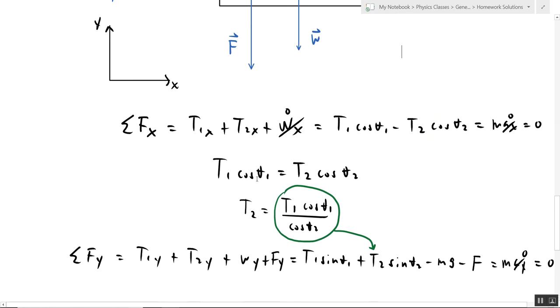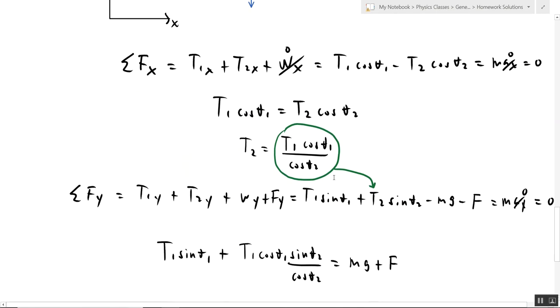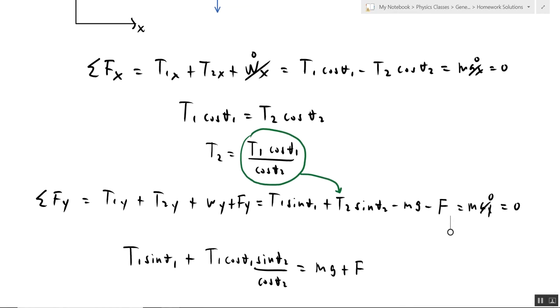So in the x direction, it's the same thing as part A. You get T1 cosine theta 1 is equal to T2 cosine theta 2. Then in the y direction, it's the same thing, except you get an extra force of minus F here. Now the question was, what is T1? Okay, so I don't know T1 or T2.